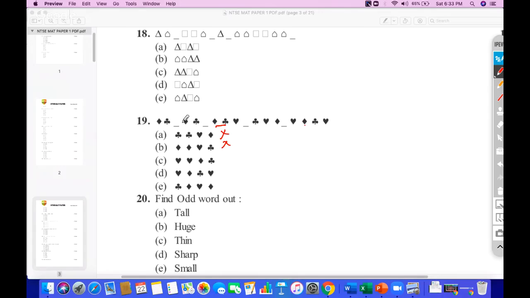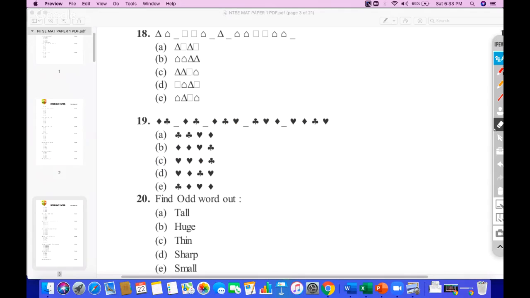So if I put it here, one diamond, one leaf, and one heart, one diamond, one leaf, and one heart. I have one diamond, one leaf, and one heart here. So I should get a diamond here. So I have a diamond here. So one diamond, one leaf, and one heart, and I should get a leaf here. So C is my answer. So 19C is the answer.